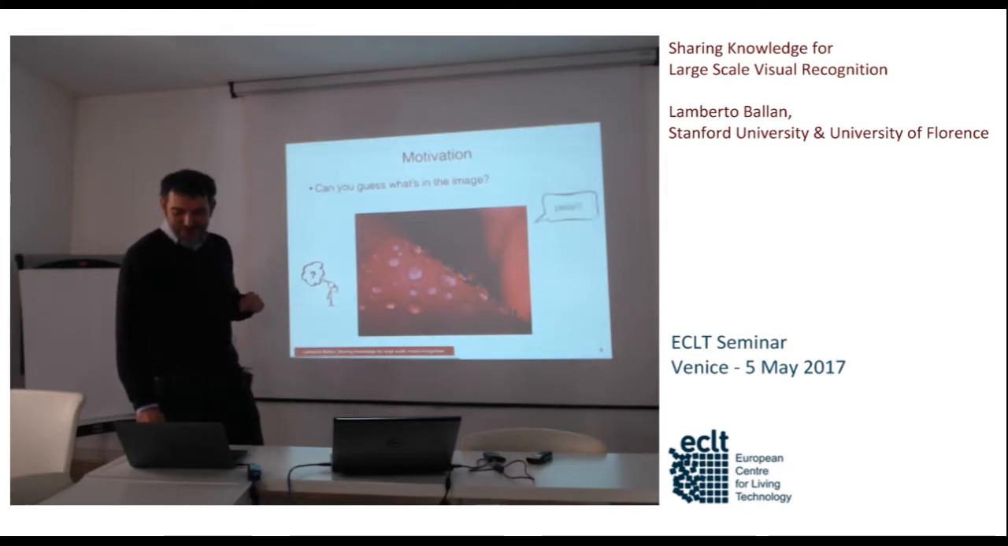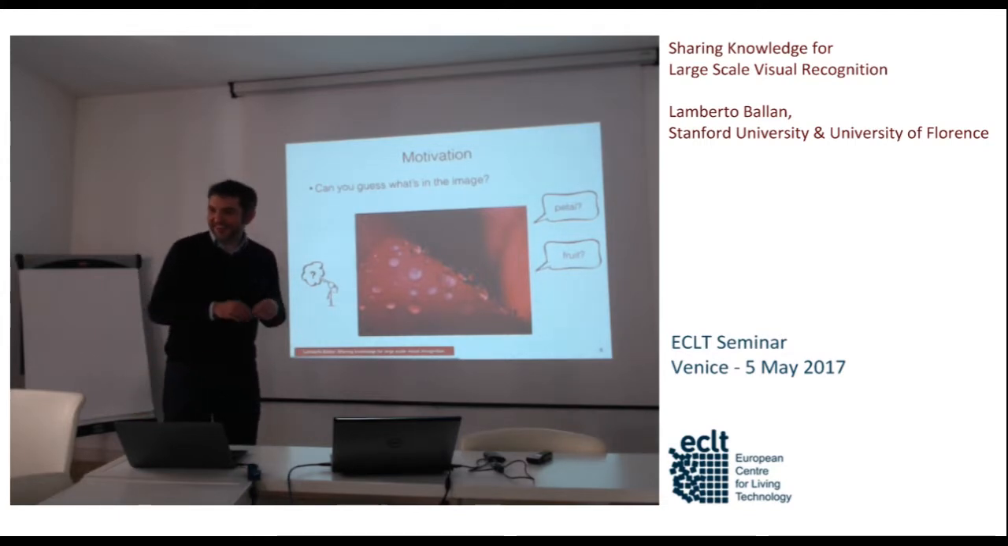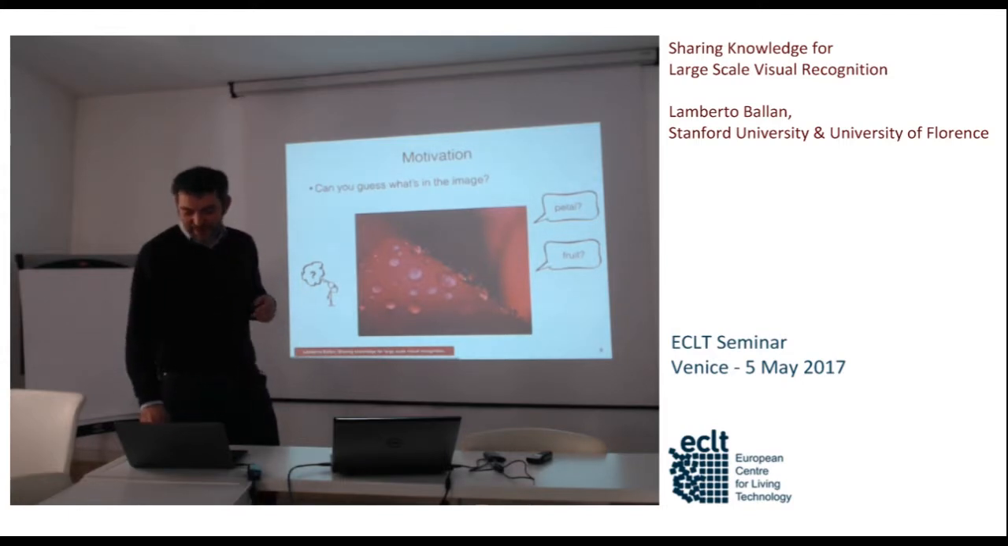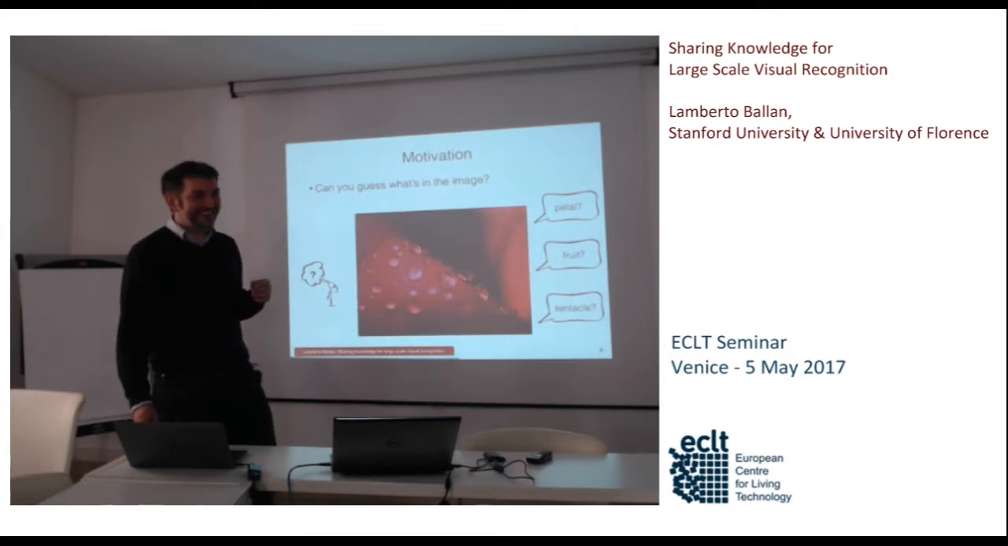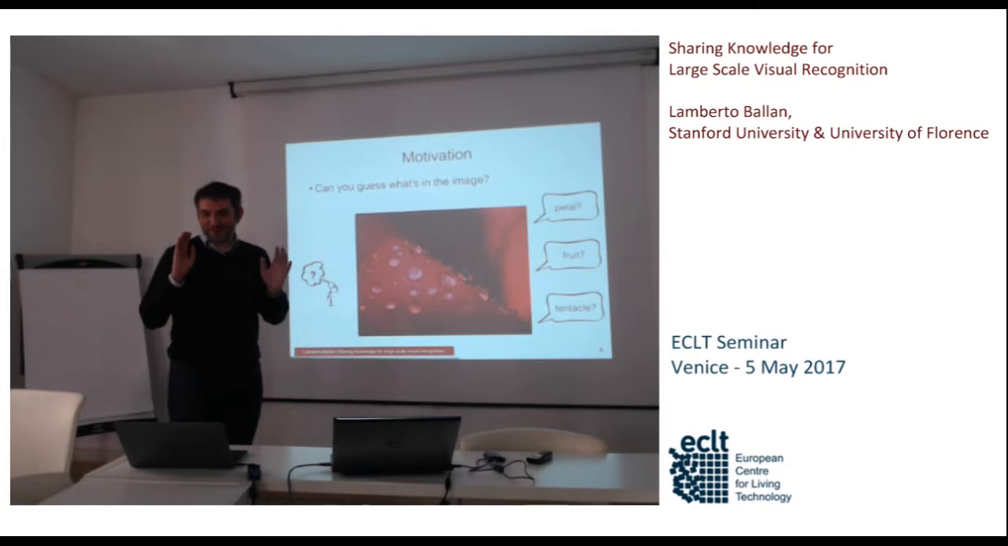Okay, so you're pretty good. You can guess maybe a petal. Someone was very specific: this is a petal of a rose. These are real examples, people try this. For example, someone saw a fruit here, like a strawberry, probably. You can also see a tentacle, maybe.